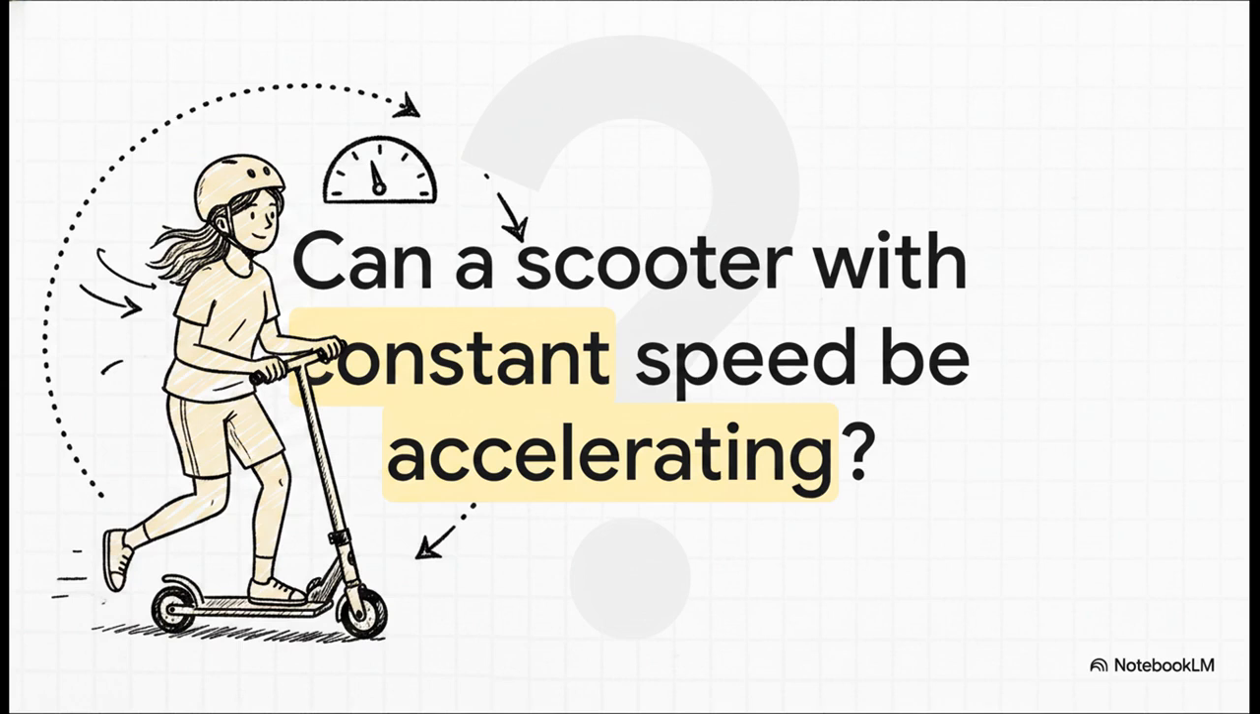I'm going to leave you with one final puzzle from our lesson to chew on. Say a girl is riding her scooter, and her speedometer reading is completely constant. Is there any possible way her scooter is actually accelerating? And if so, how? Maybe think back to that circle we drew.